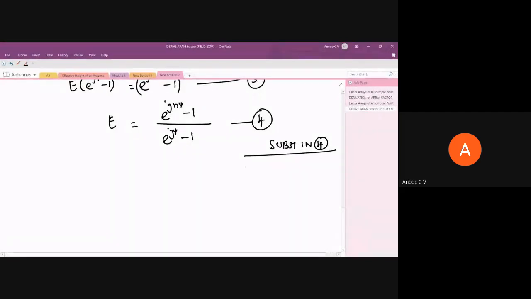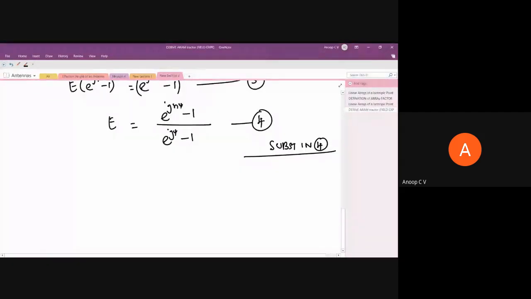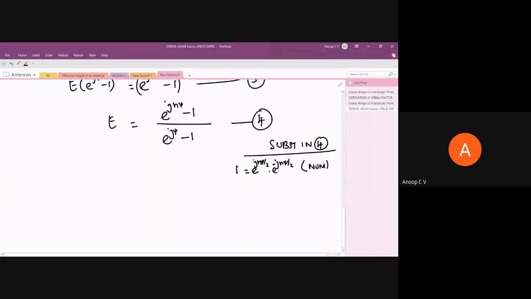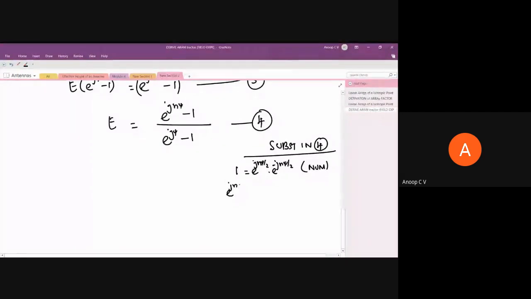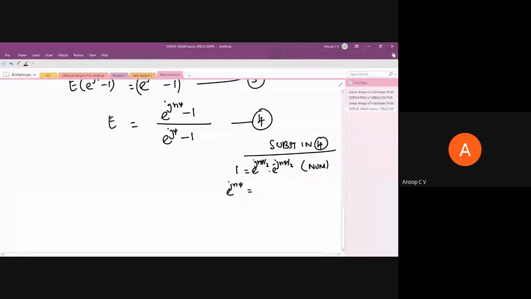What are the substitutions I'm going to make? In the numerator, there is a 1. I am going to substitute it as e power j n psi by 2 times e power minus j n psi by 2. And e power j n psi, I am going to substitute as well. We have done a similar thing when we discussed case 1 in a different approach, by keeping source 1 at origin. But I'm just extending the same thing to the numerator and denominator. That's it, right? So e power j n psi can be written as e power.